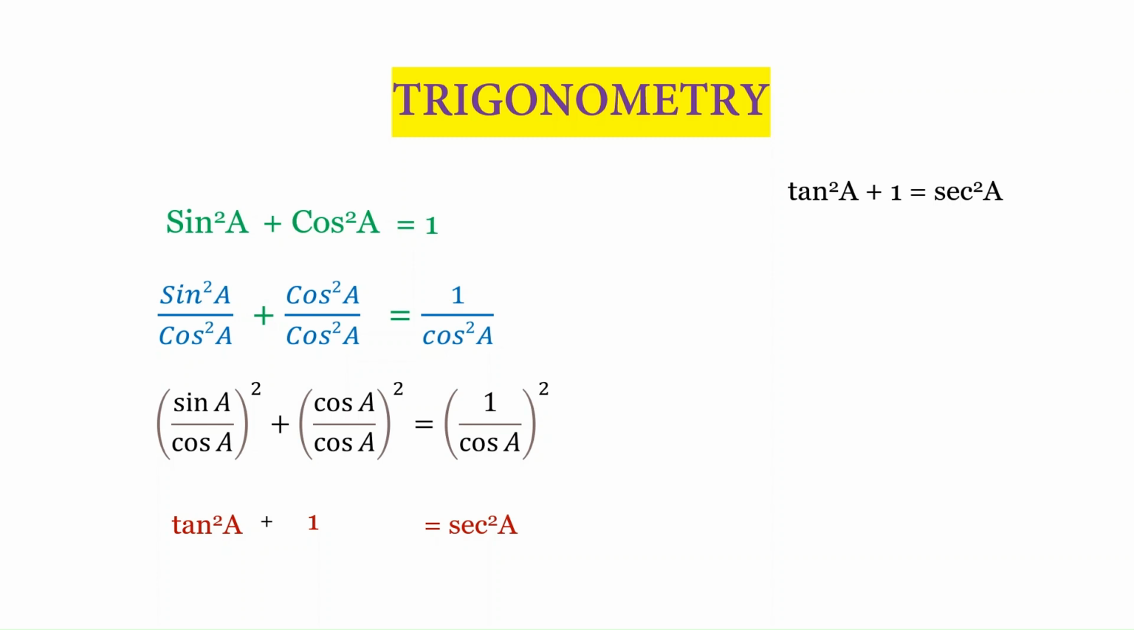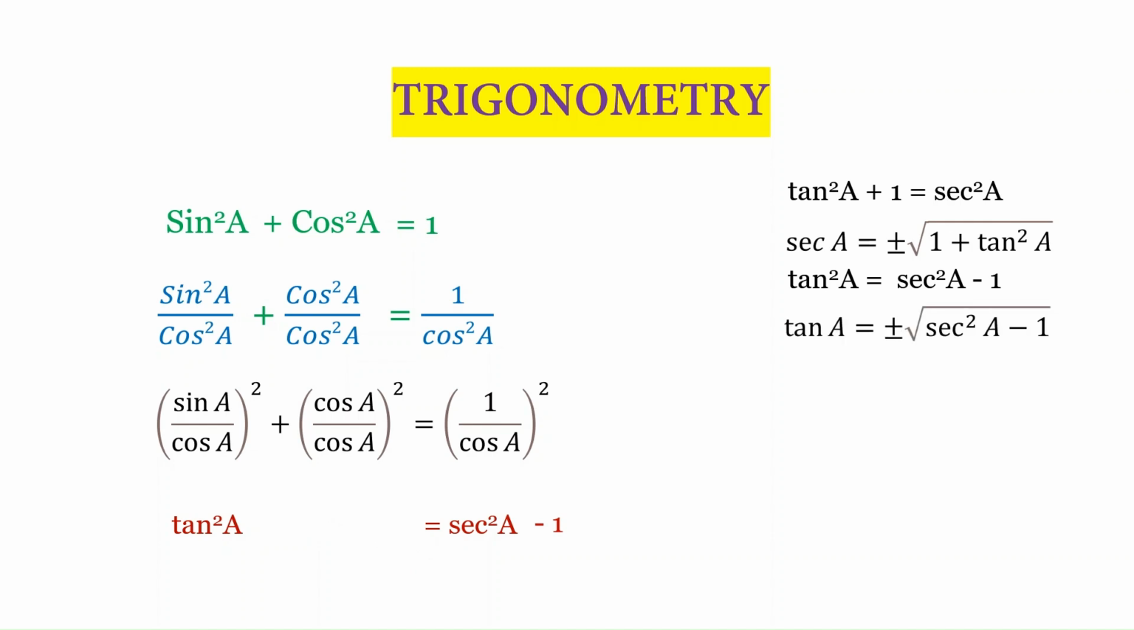In this also, if we transpose 1 to the other side, we will get another formula, that is tan square A equal to secant square A minus 1. From this, tan A equal to plus or minus root of secant square A minus 1. Or from the original formula we have got, that is tan square A plus 1 equal to secant square A, try transposing tan square A to the other side. That makes secant square A minus tan square A equal to 1.